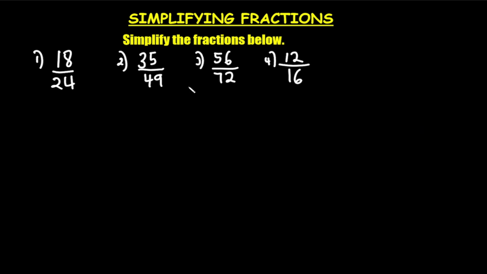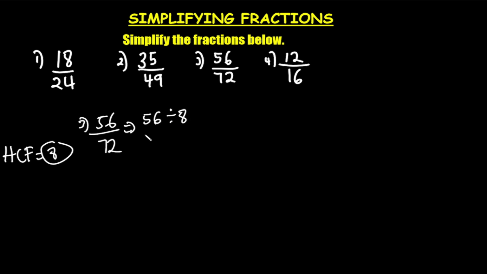The third one we have over here is 56 over 72. Now, to find the HCF, I also have a video on how to find the HCF. The HCF over here is 8. The highest common factor between 56 and 72 is 8. After you have gotten the HCF, you divide both the numerator and the denominator by the HCF, which is 8. 56 divided by 8 is 7, and 72 divided by 8 is 9.